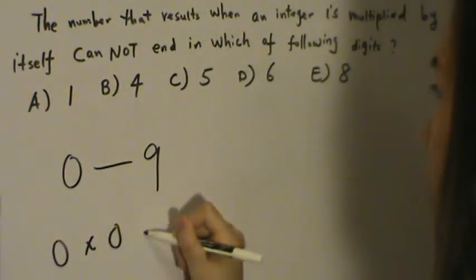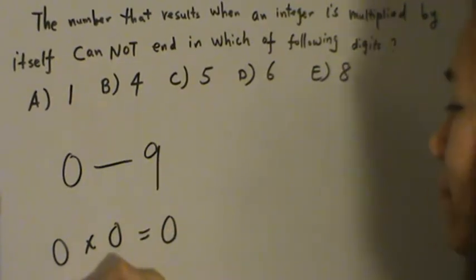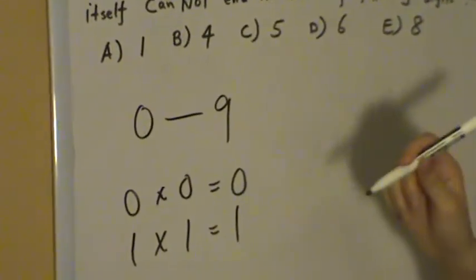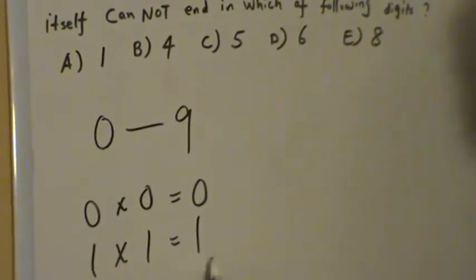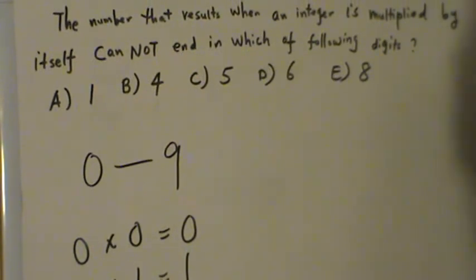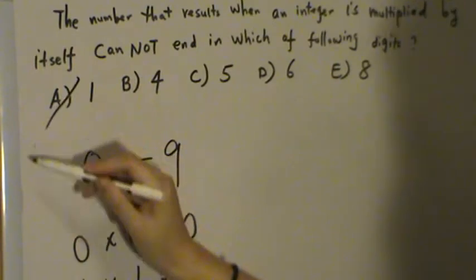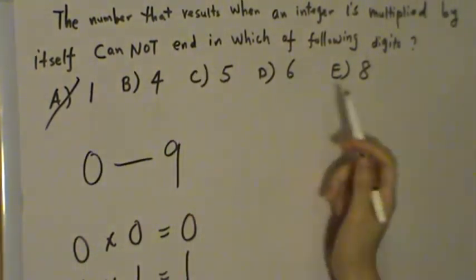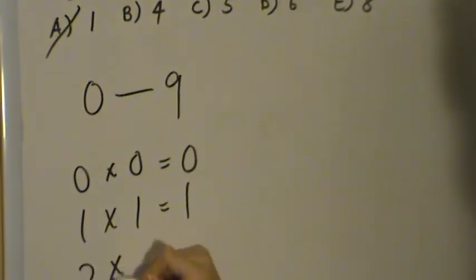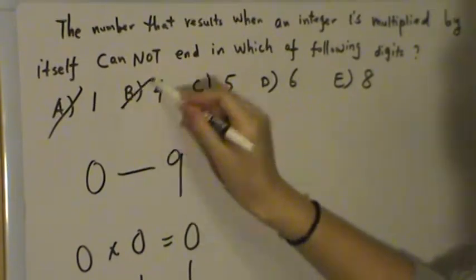0 times 0 is 0, and that's not one of the options, but anyways, 1 times 1 equals 1. So that means 1 is possible. You can get an integer that has the last digit 1. So A is out, because we're trying to find something that cannot end in the above options. So 2 times 2 is 4. So 4 is also possible. B is out.